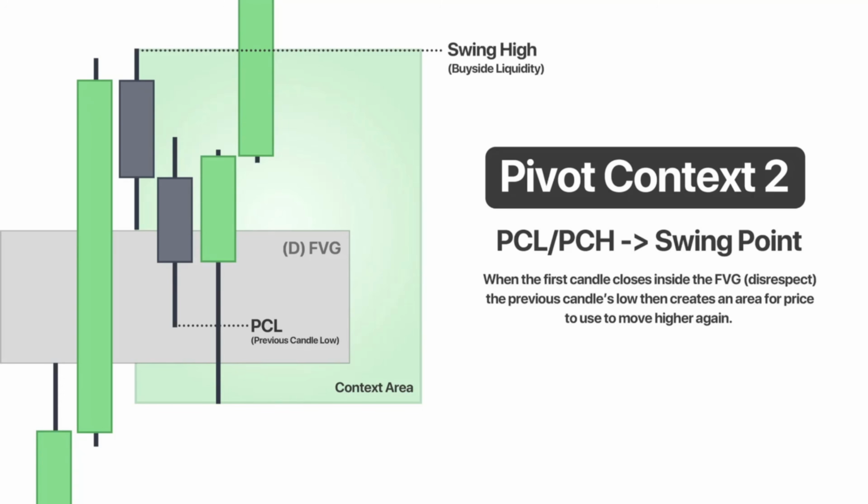But the first moment price enters a fair value gap, I consider it mitigated, and if we don't respect it right then and there, I will keep an eye on that disrespect candle's low as a potential catalyst to see continued higher price in this bullish scenario right here. Pivot context 2 can be called a 2-candle rejection. Credit to Arjo for that one, love him.